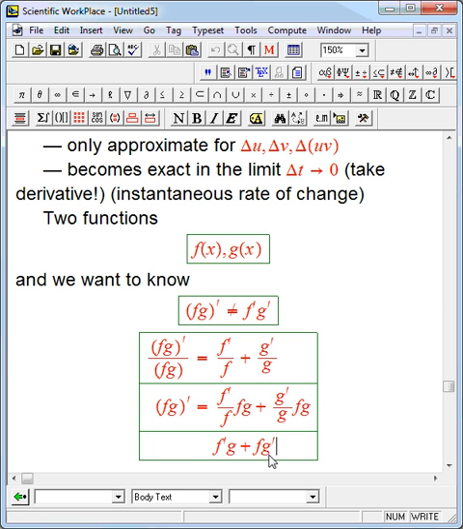f prime g plus f g prime. Derivative of the first times the second plus the first times the derivative of the second. It's a kind of complicated rule. Let's just put f g prime here again. But that's it. That's the rule. And it's really not that complicated when you think of it as relative change.